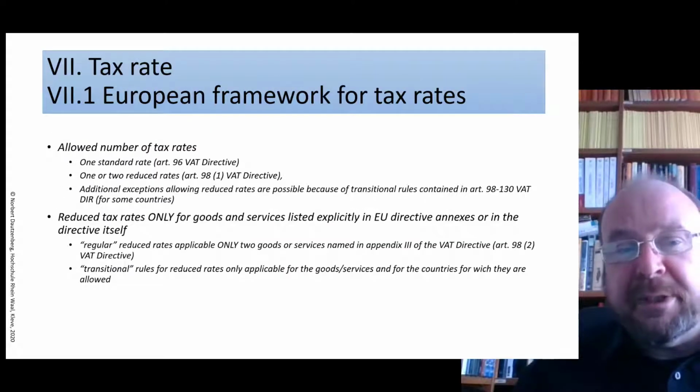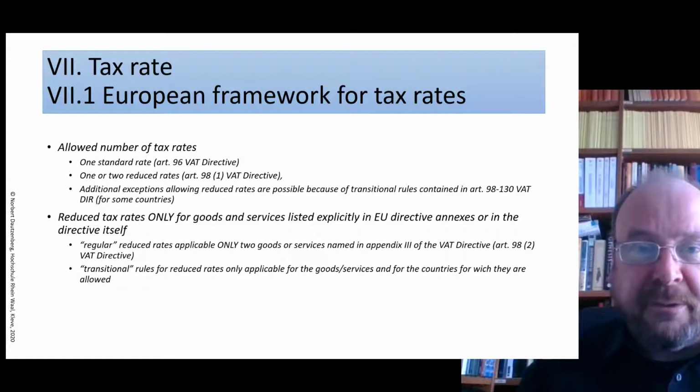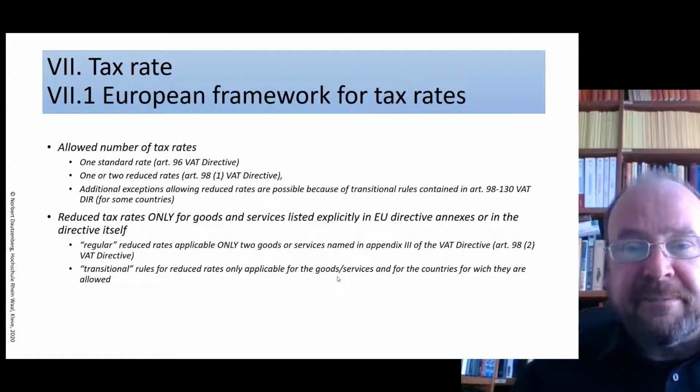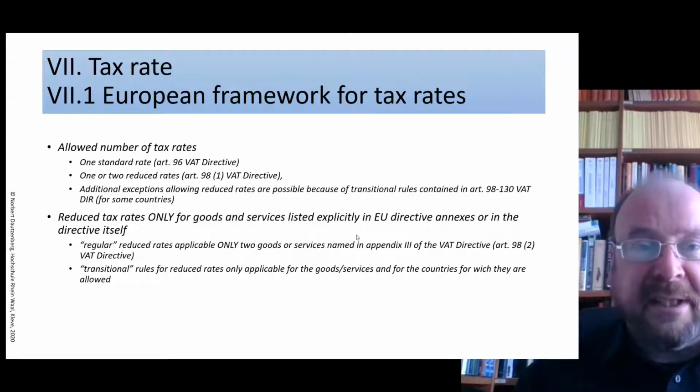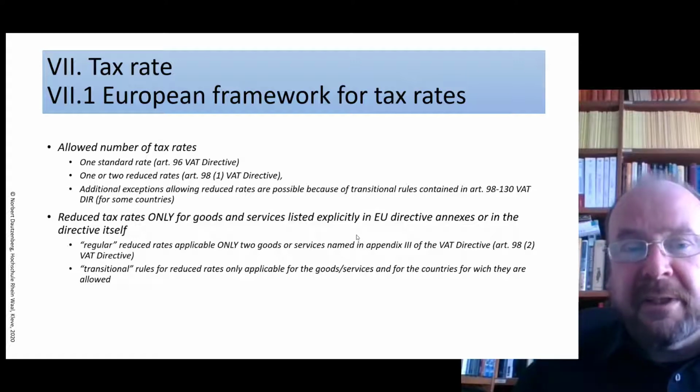Well, let's begin with some introductory remarks on the European framework for tax rates. The EU Value-Added Tax Directive says that every member state has to apply one standard rate and that they are allowed to have one or two deviating reduced rates for some products. They are allowed means they don't have to. For example, Denmark has a 25% standard rate for everything. So you are not forced to apply reduced rates. You can, but you don't have to.